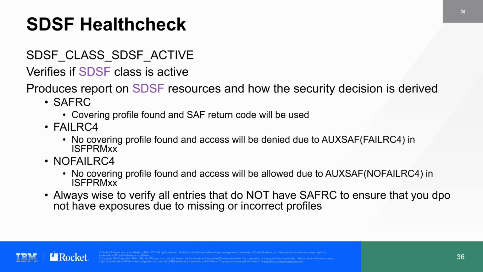Okay? So you get this report and it'll say, right, okay, you're either going to be covered by whatever SAF return code is, which is great, this is what you want, or we couldn't find a covering profile and access will be denied using AUXSAF FAIL RC4 that you've got specified in ISFPRMxx, or you have NOFAIL RC4 because of the same reason, but you're using AUXSAF NOFAIL RC4.